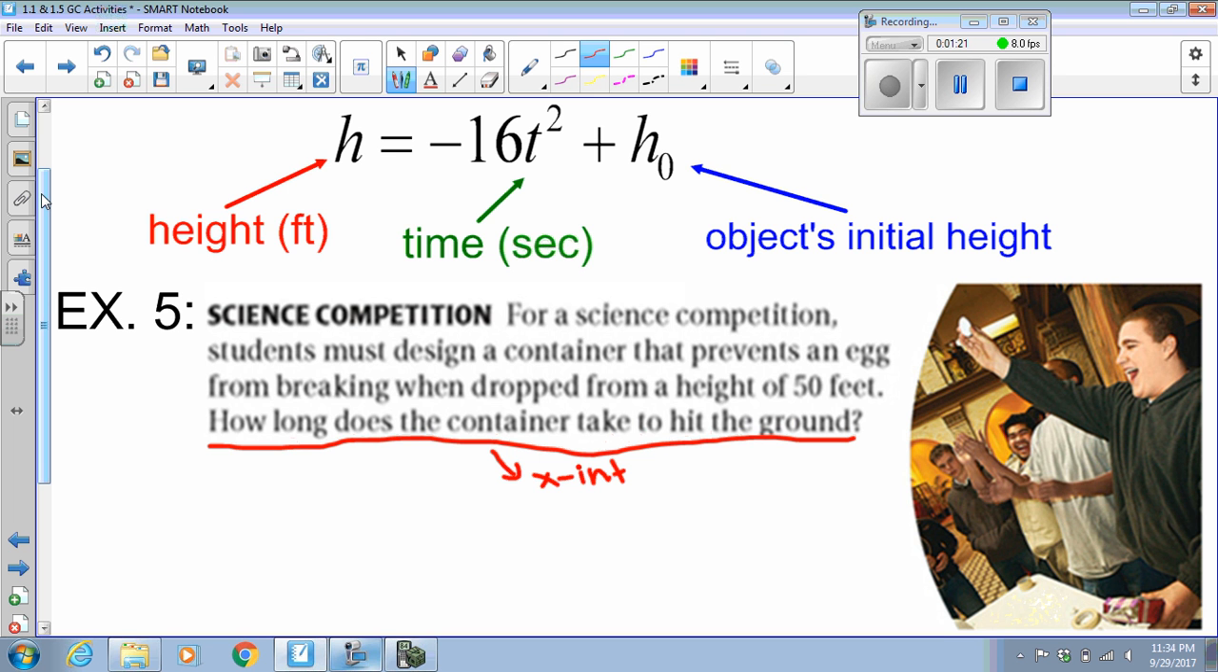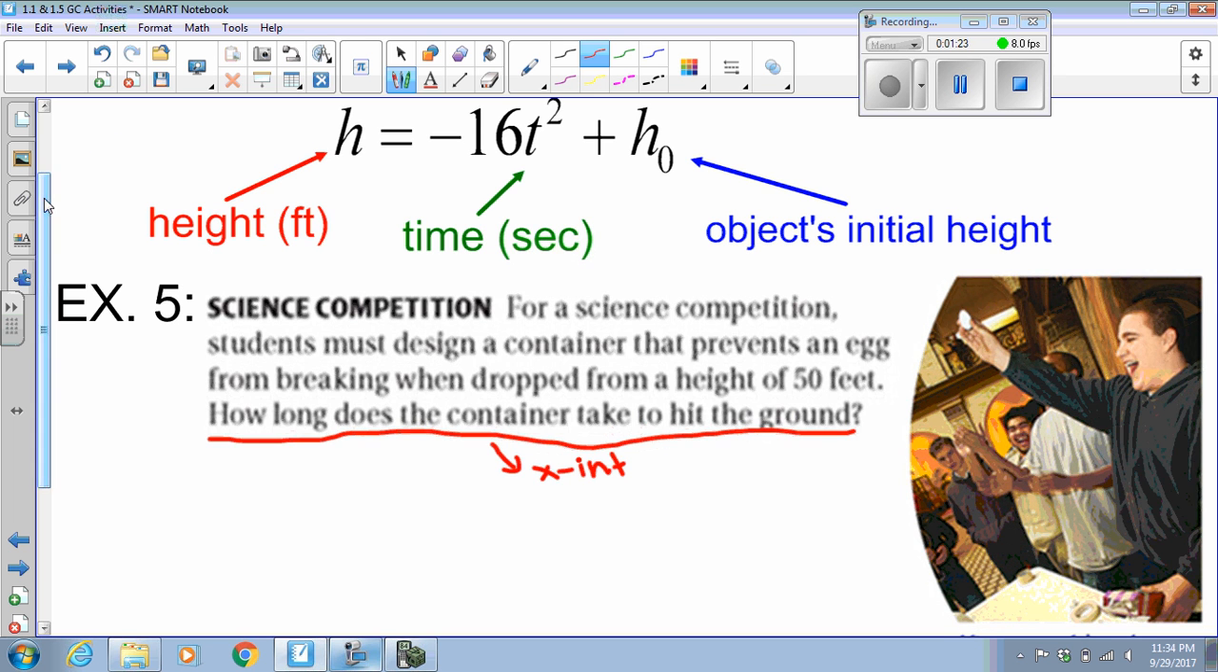Now in this case, we have to see if we have one or two intercepts and figure out what that answer is. Now, in order to figure it out, we need to write our function. So our function here is h equals negative 16t squared. Remember, this always stays the same. Now, if we look, our h naught, which is the object's initial height, they dropped it at a height of 50 feet. So now we put plus 50.